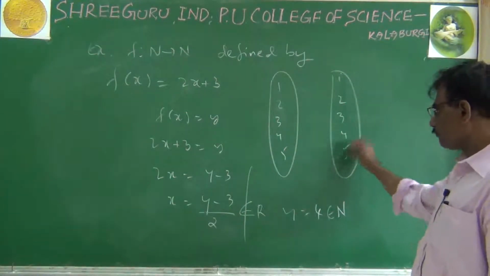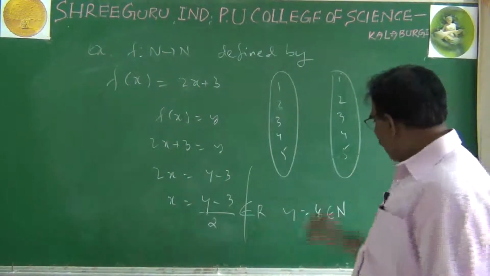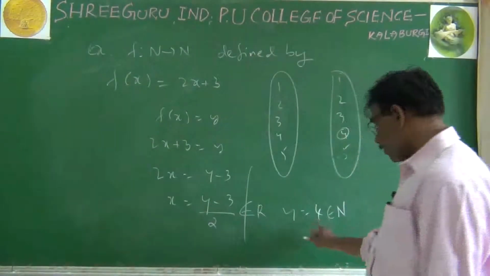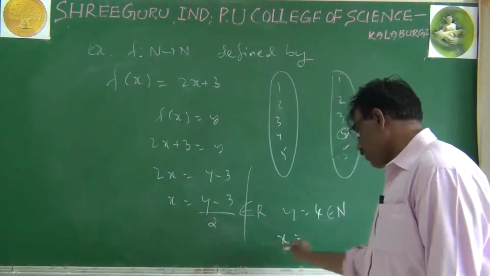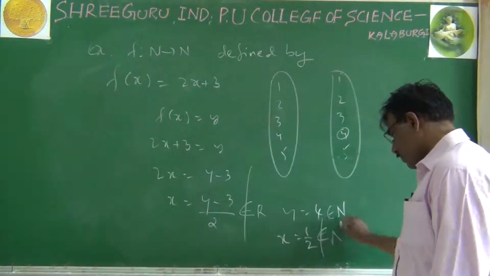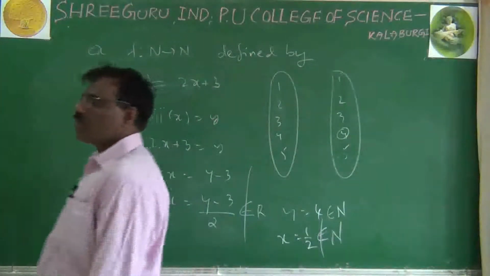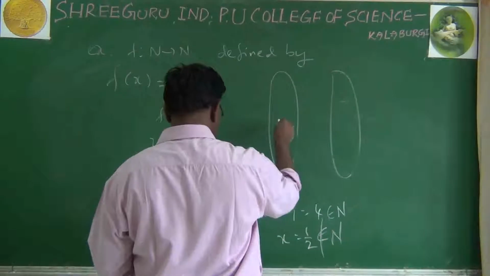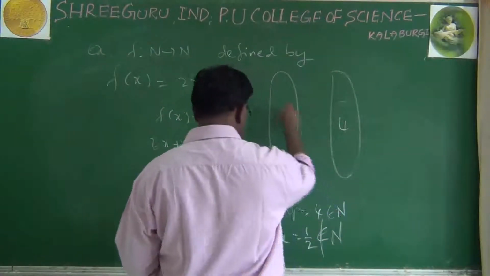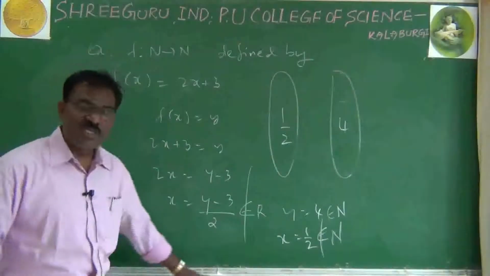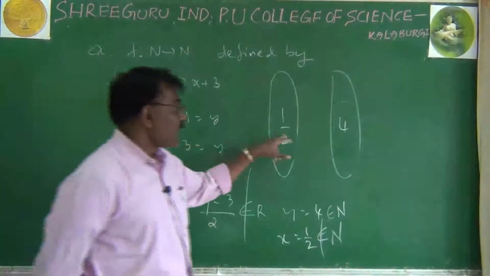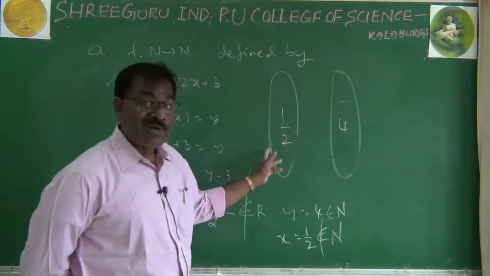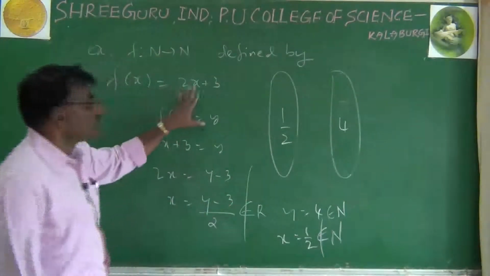You have 1, 2, 3, 4, 5. I am taking this number 4. Y is a natural number, but x equal to 4 minus 3, that is 1 by 2, does not belong to N. Y is natural, but x is not natural. So this is very important, my dear friend. Then for y equal to 4, the answer is 1 by 2. So mapping N to N is there, but actually the mapping is not real to real. This is a natural number, this is not a natural number. So this is very important.